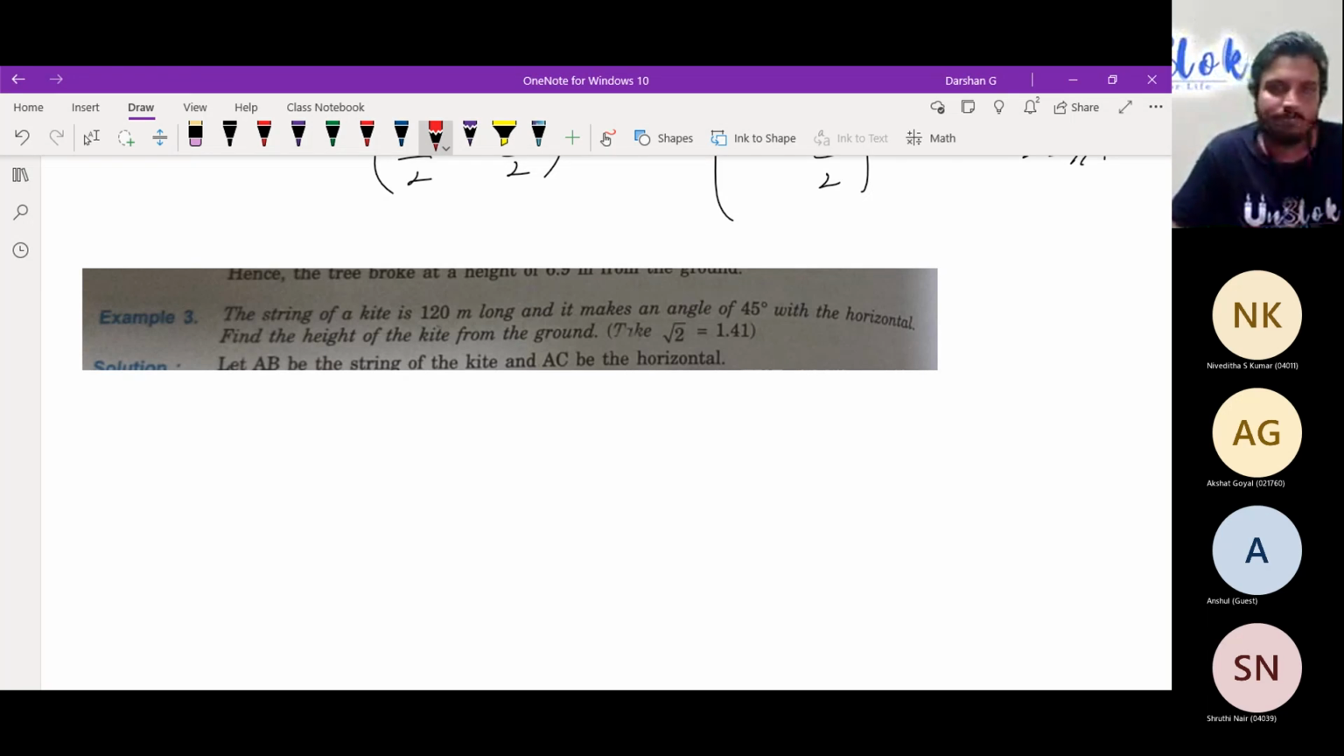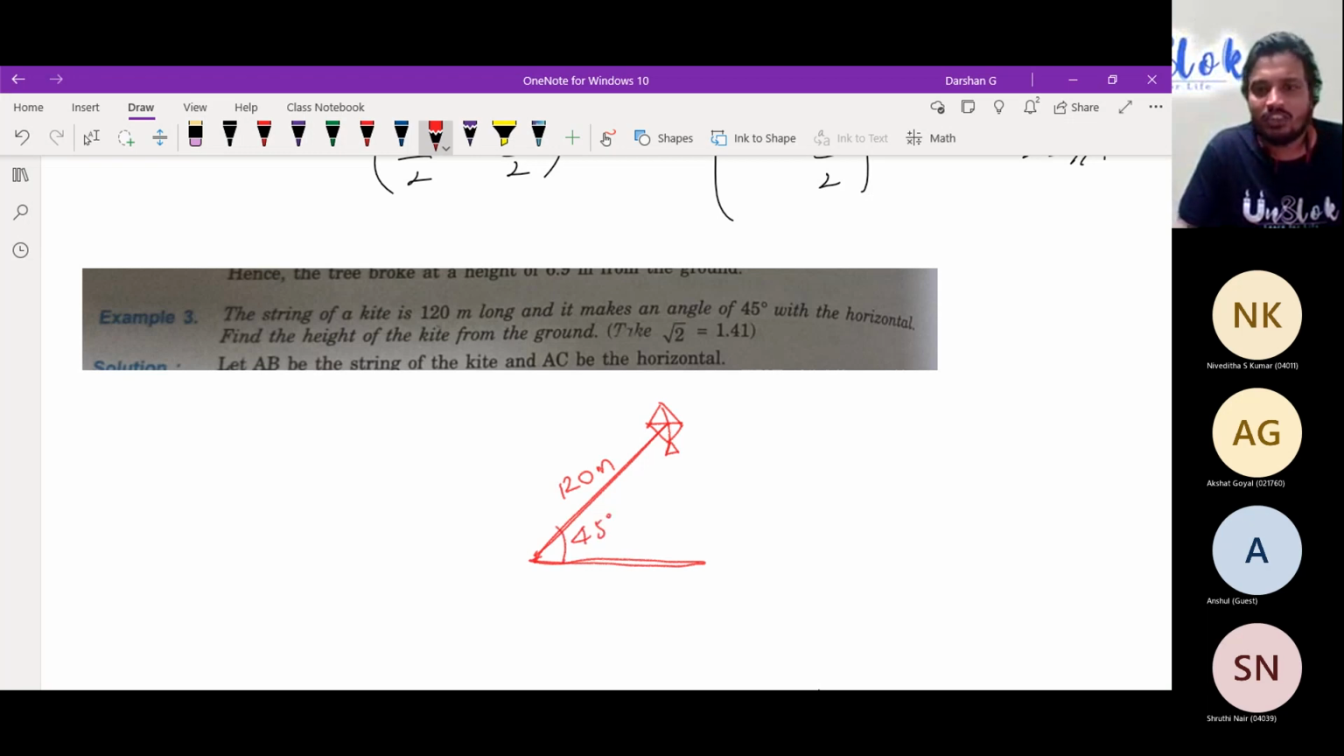Okay. The string. So obviously you are flying a kite here. You are flying a kite, right? So obviously you are not flying it vertically like this. So you are flying it from a tall building. So this string is basically 120 meter. Very simple. And the inclination it is making is 45 degrees.